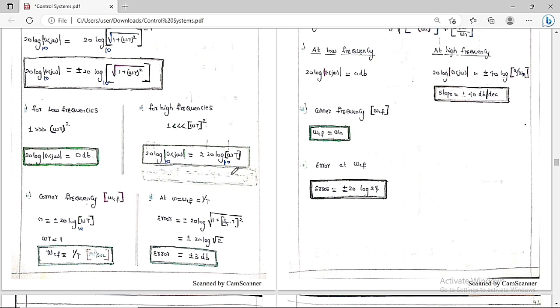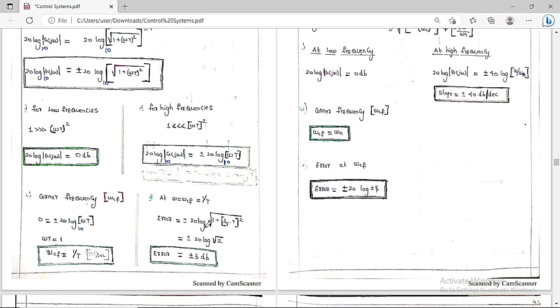So this is basically the approximation. These are the approximate graphs. But if you want to know the exact graph, the exact value at the cutoff frequency, from the approximation the value at cutoff frequency is 0 dB. If you want the exact value in dB, then in this equation substitute the cutoff frequency value. So in place of omega we substitute the cutoff frequency, which is 1 by t.